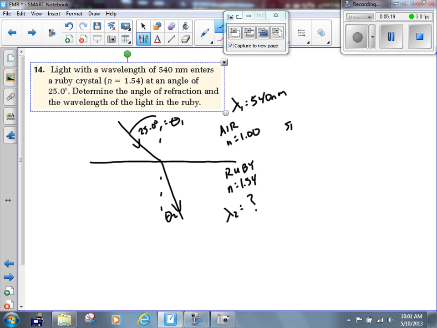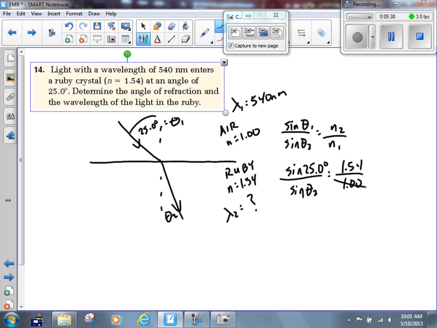Let's say sine theta 1 over sine theta 2 equals n2 over n1. We're going to say sine 25 degrees over sine theta 2 equals 1.54 over 1.00. So that 1 just disappears because 1.54 divided by 1 is still 1.54. Let's take the sine theta 2 up by multiplying, the 1.54 down by dividing.